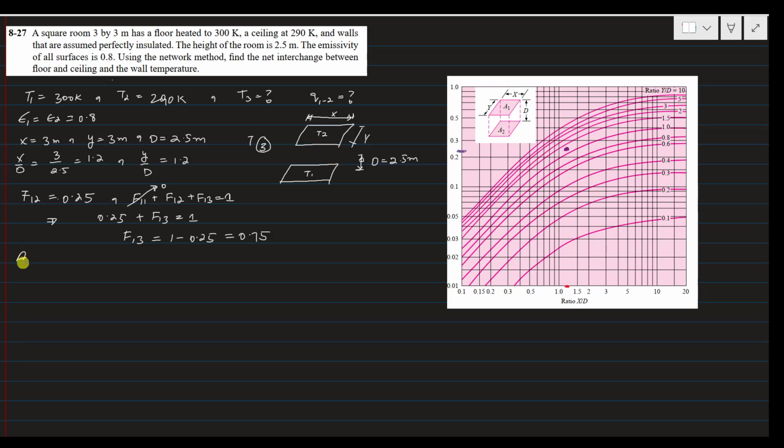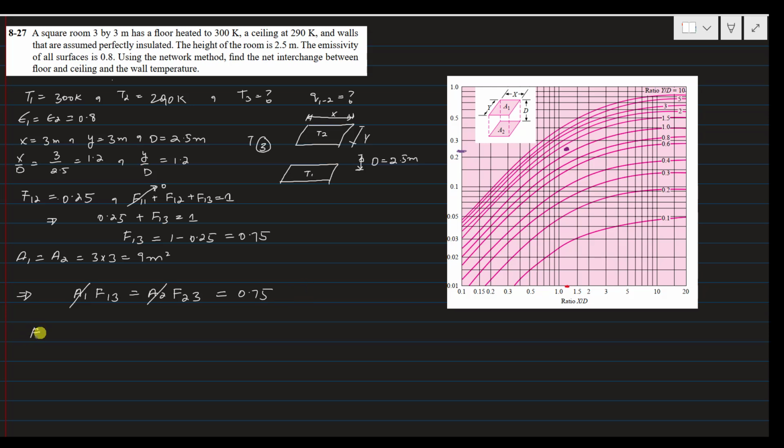The areas A1 and A2 are the same, and it is 3 cross 3, that is 9 meter square. By the reciprocity theorem, I can also say that A1 F13 is equal to A2 F23. Because the areas A1 and A2 are the same, they cancel out. So the shape factor F23 is equal to F13, and it is 0.75.